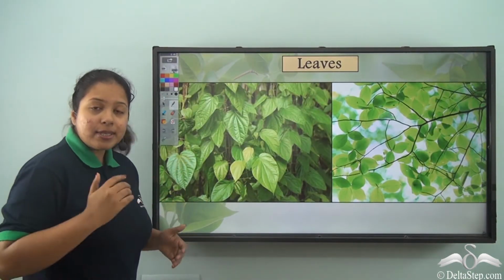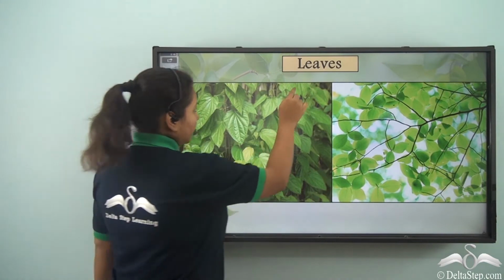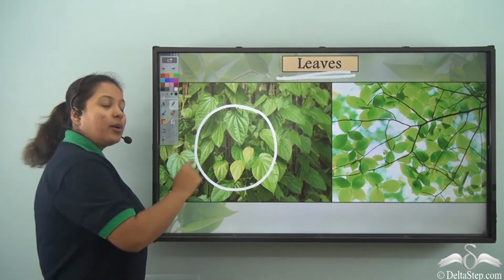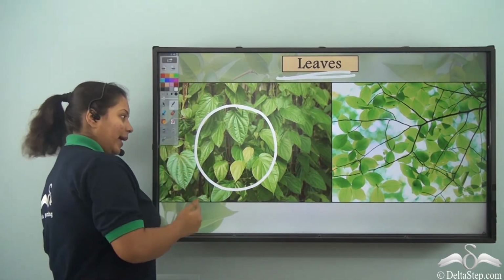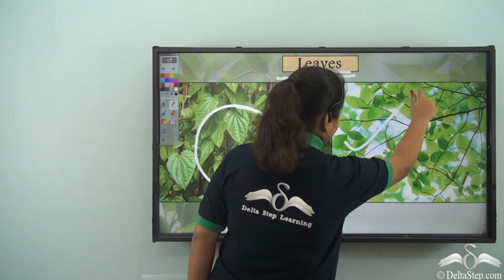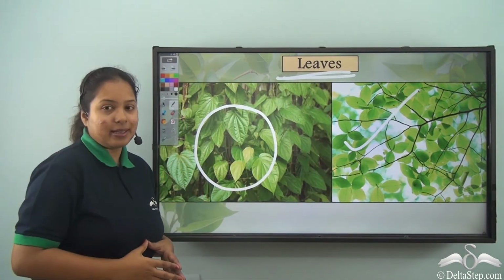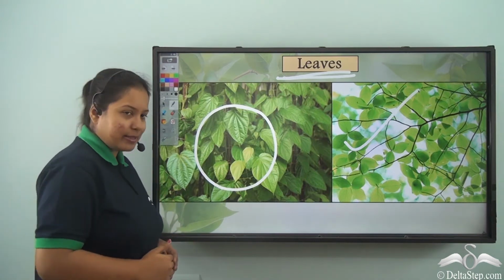Now, after stem, over here we see the leaves. See, these are the leaves of the plant. Now, how does this help? Well, this helps in making food for the plant. So, these are basically the kitchen of the plant.